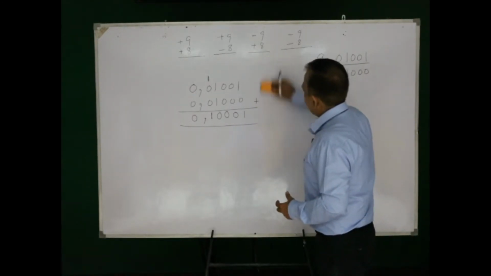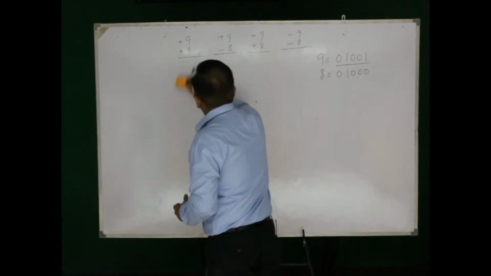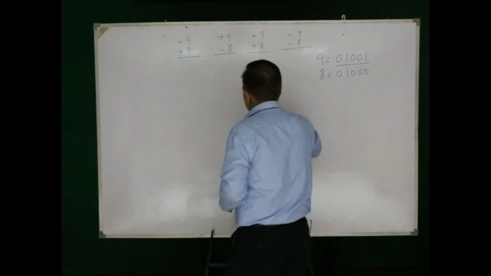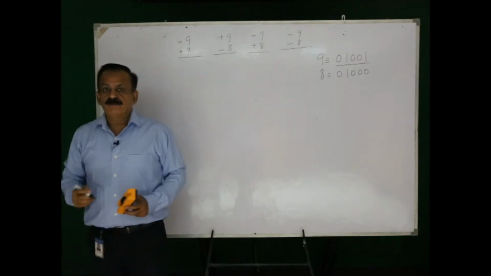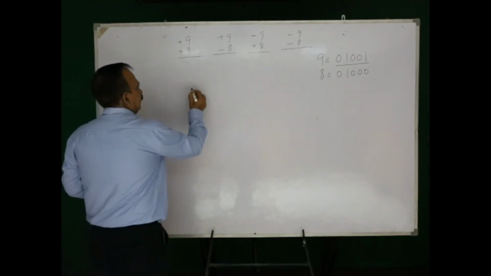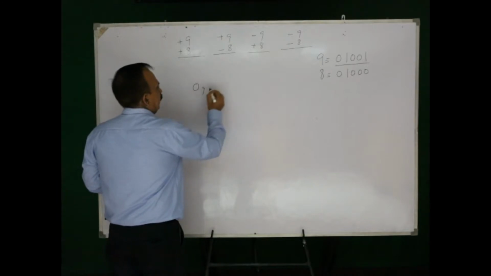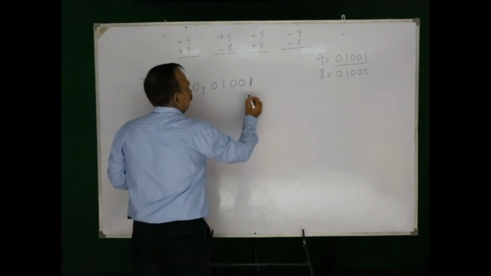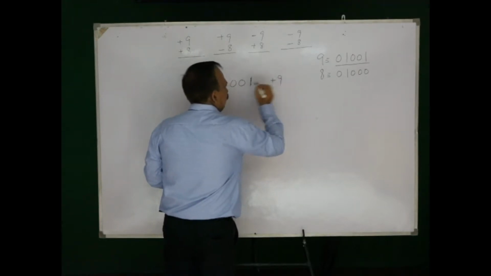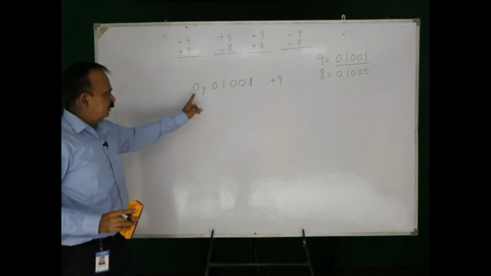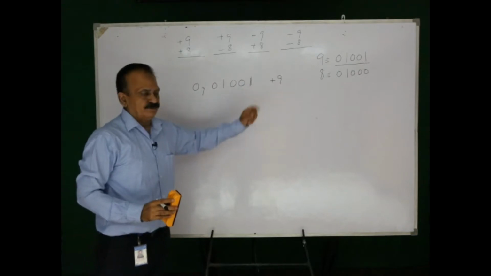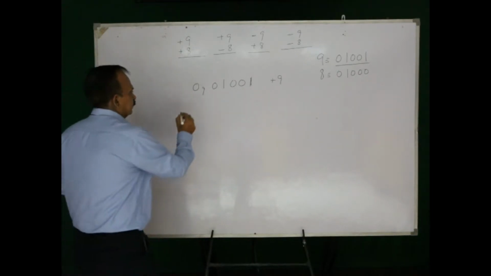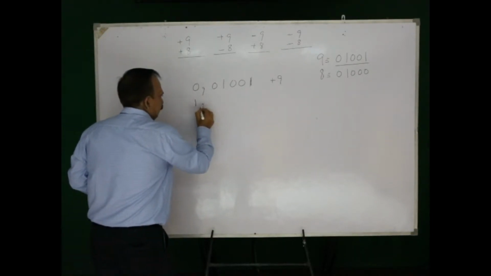Now let us move to the second problem, that is plus 9 and minus 8. Plus 9, I said, is sign and magnitude: 0, and then 0, 1, 0, 0, 1. This number is nothing but plus 9, where the sign is indicated and then the magnitude. The next one is minus 8. Yes, here the sign bit will be 1.